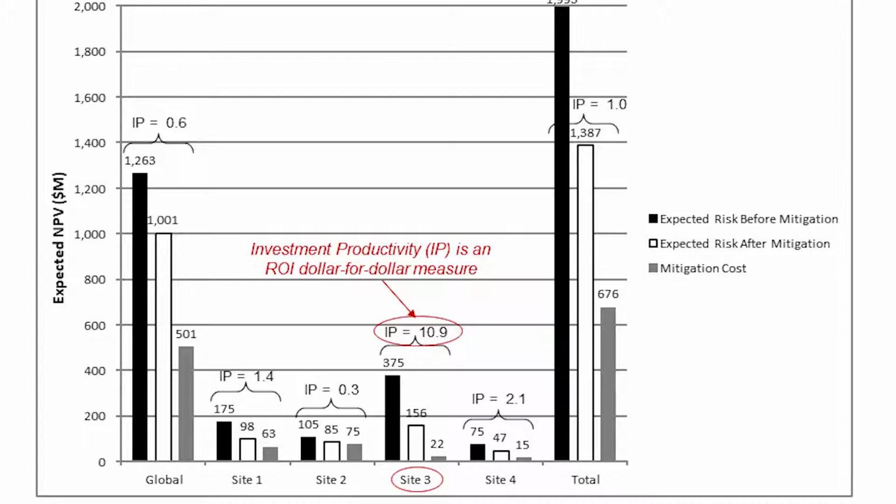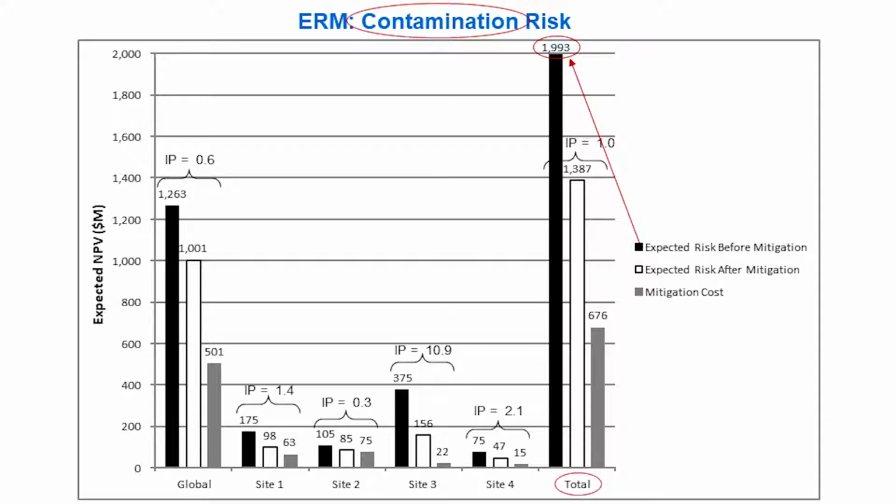Considering global contamination risk and site risk, we see that Site 3 represents the most productive return on investment for risk mitigation dollars. And lastly, at the far right, we see a summary across all contamination risk of risk mitigation liability before and after and spend. And currently, if there are no spends on risk mitigation, we're sitting at about $1.9 billion of risk liability. This type of graph can be generated at any node in our enterprise risk management framework.